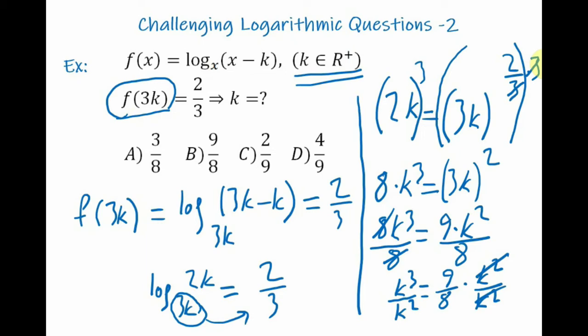So from here, k cube divided by k square, that 2 is going to come here as a negative. So it's going to be k to the power of 3 minus 2, which is k. The left side is k, and the right side is 9 divided by 8, and that is the answer, which gives us the answer as B. And let's continue with the next question.